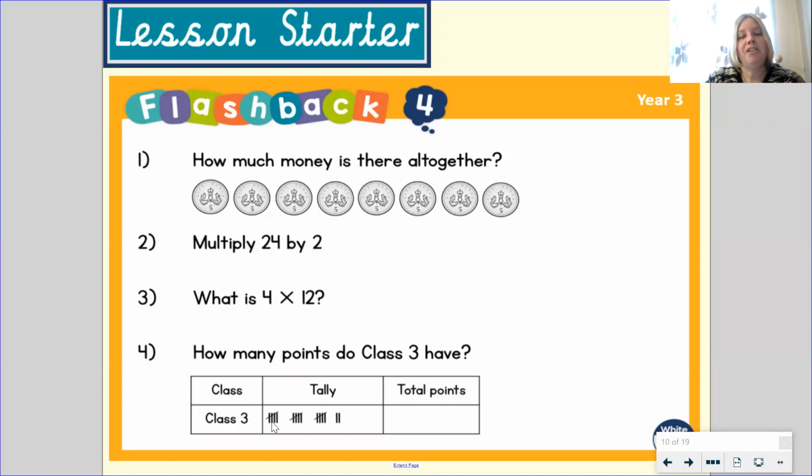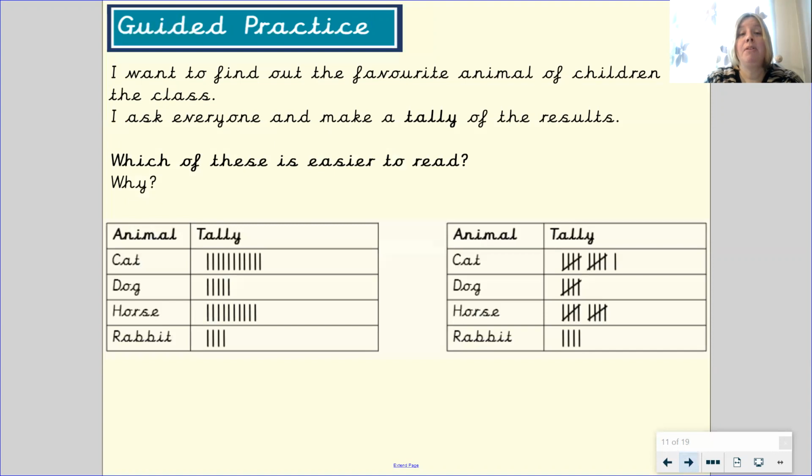How many points do class 3 have? If I look at the tally chart, I can remember that each group is worth 5. So I can count in fives. Count with me. 5, 10, 15, 16, 17. So altogether, class 3 have 17 points.